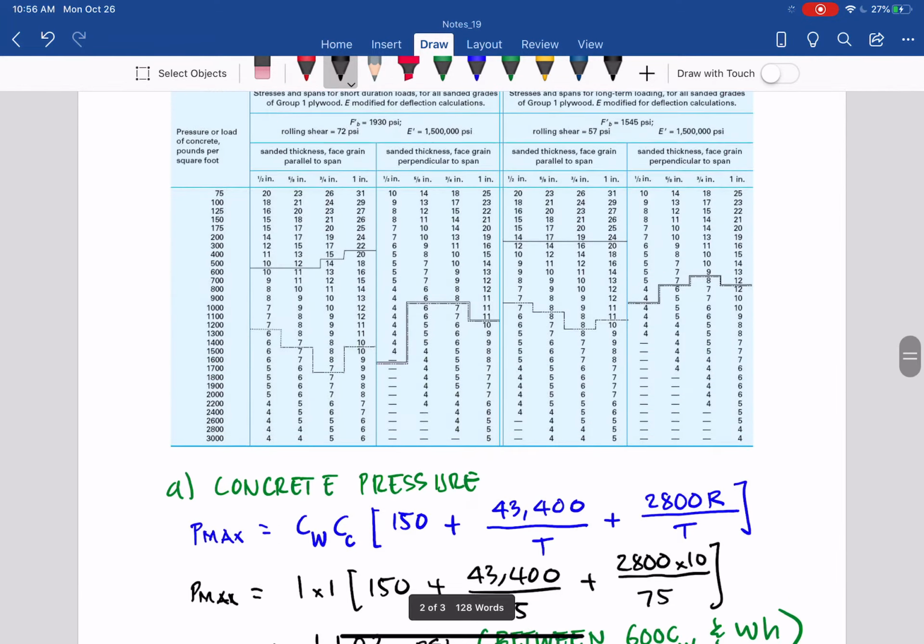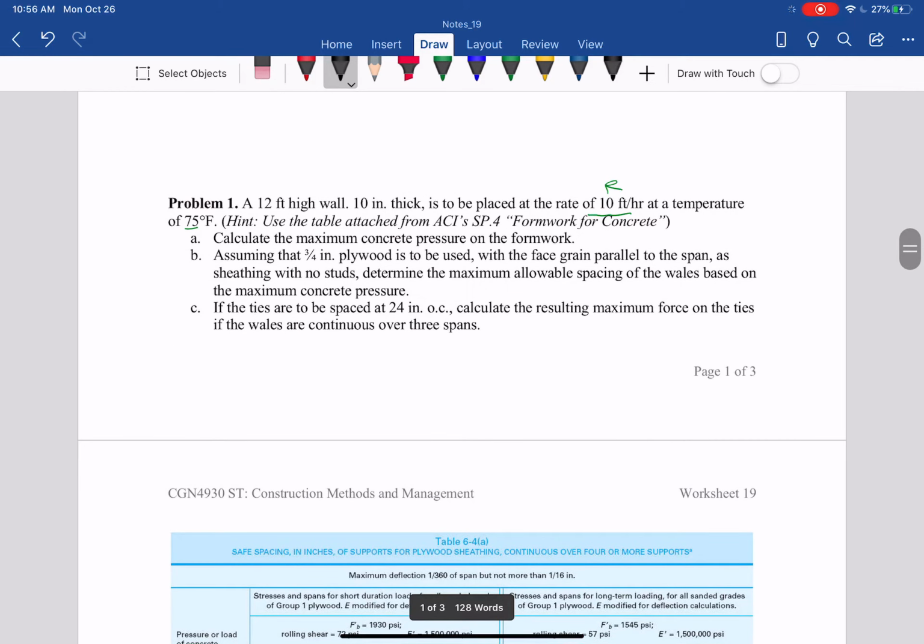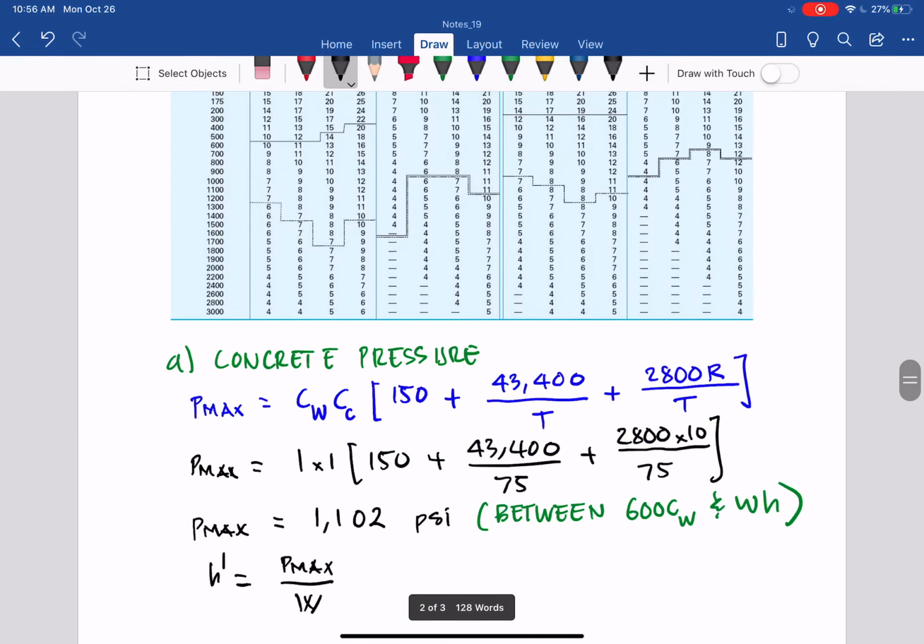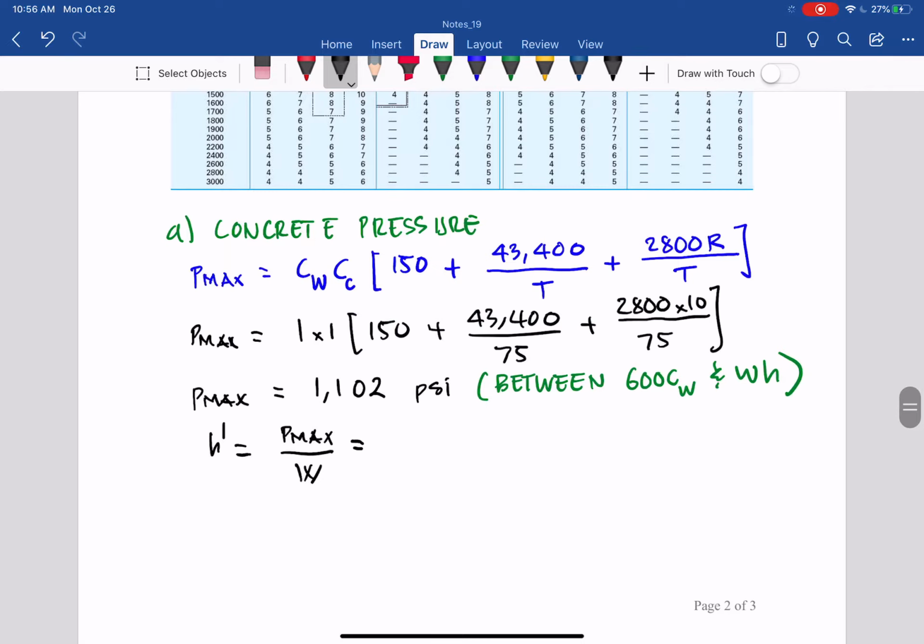w. And let me assume the same as the previous problem. If they don't give us w here, assume w is 145 pounds per cubic foot. So we have 1102 divided by 145. Let's assume that same as concrete form design 1. Then we get h' equal to 7.6 feet.